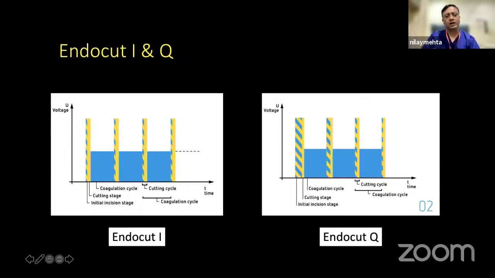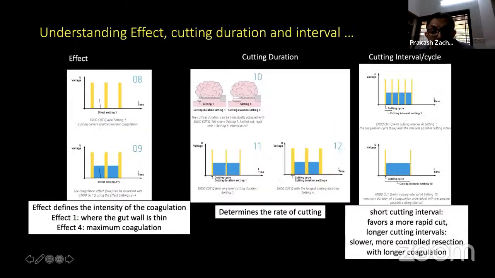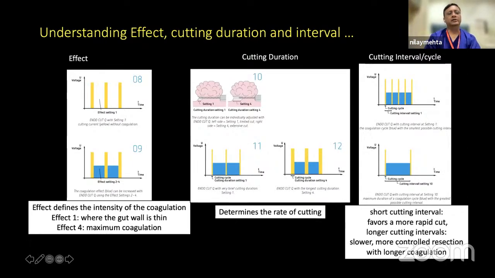And that is the technical jargon. Yeah. But for the cutting effect, what exactly do I and Q mean? It is the incision. Yeah. So that is what we use for. Yeah. So when I say, okay, this is effect 2, cutting duration 3, cutting interval 3, can you just tell us what exactly is this?